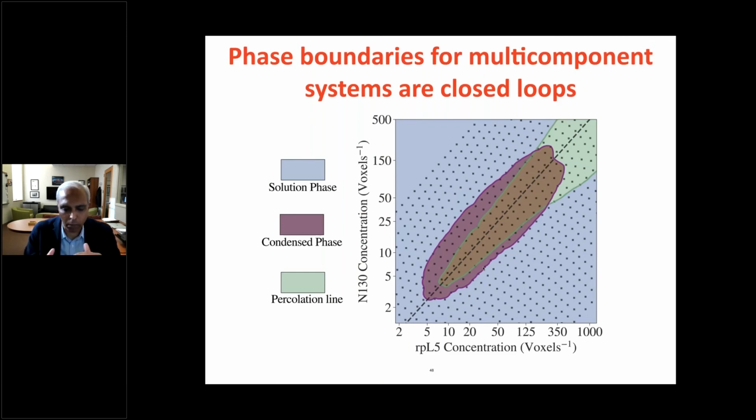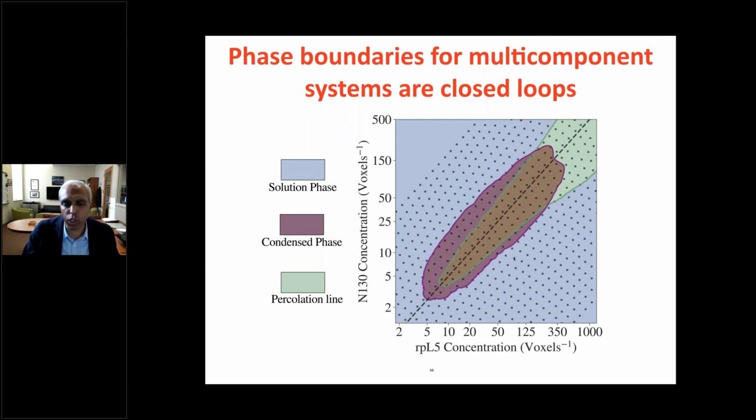Gone is the fairly simple inverted parabolic structure. What I'm showing you here is what the phase boundary will look like in the plane where we titrate RPL5 concentration. We use curious units like inverse voxels because we are doing simulations on lattices. And then on the y-axis, we have the concentration of the N130 proteins. What emerges is this closed loop architecture for the phase boundary. The low concentration arm would be where my cursor is floating around here, and the high concentration arm would be where it's floating about here.